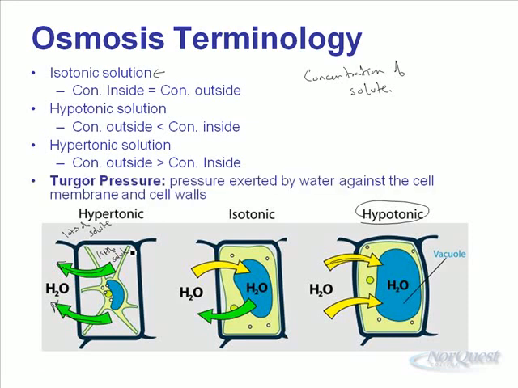Turgor pressure is a word used for the pressure exerted by water against the cell membrane and cell walls of a cell. So if we take a look at this first picture, here turgor pressure is low because that cell membrane is being sucked in inside the cell. In the middle picture, turgor pressure would be average. The last picture here shows a high turgor pressure because as water enters the cell, it starts to push that cell membrane up against the cell wall and the cell wall outward. So here, the turgor pressure would be high.